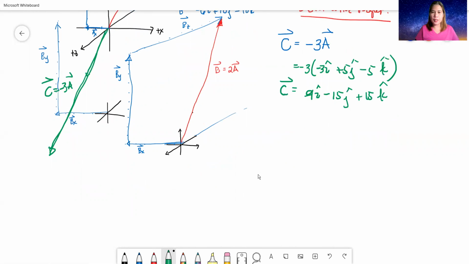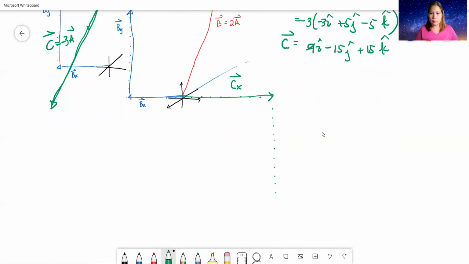So where do we go if we have this? You'll go 9 units to the right because this is positive 9I hat. So x: 1, 2, 3, 4, 5, 6, 7, 8, 9. This is now CX. And then I'll go negative 15, so 15 units downwards: 1, 2, 3, 4, 5, 6, 7, 8, 9, 10, 11, 12, 13, 14, 15. So this is CY. The CY component is equal to negative 15J hat.